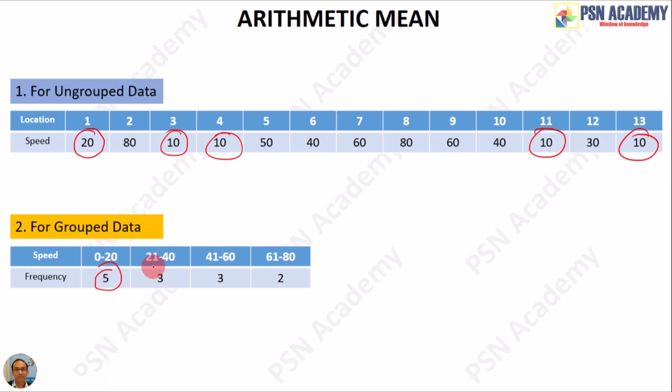Next, you can count the speeds between 21 and 40. If you go through this data set, then you will get 3 times. This one also 3 times, and between 61 and 80 there were 2 times the car was managing this speed. These 5, 3, 3, 2 are called frequencies. Frequency is nothing but how many occurrences a specific interval has in this data set.